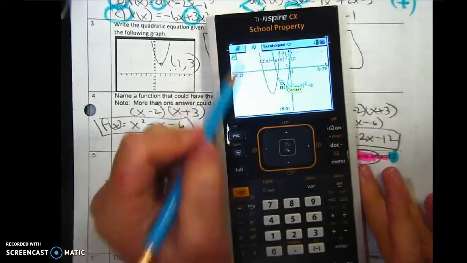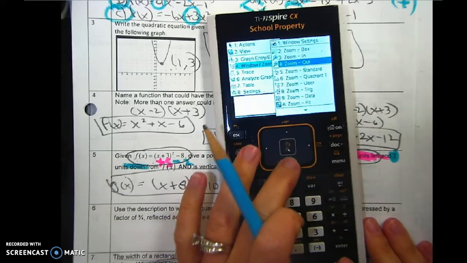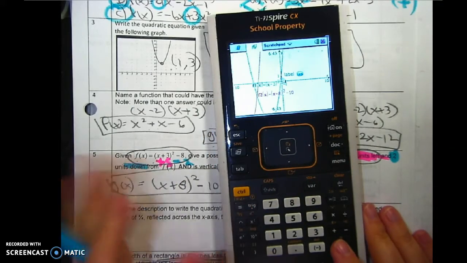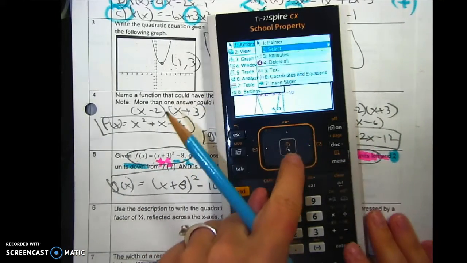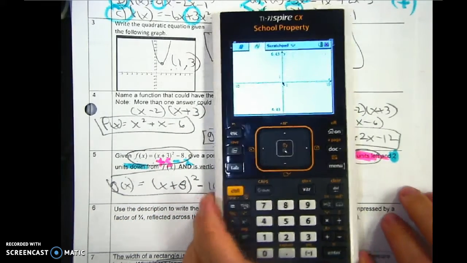Now, remember, how do we get rid of this? Go menu, zoom, standard, so that way I'm prepared for the next question. And then menu, actions, delete all. Am I sure? Of course I'm sure. Then I'm ready for the next question.